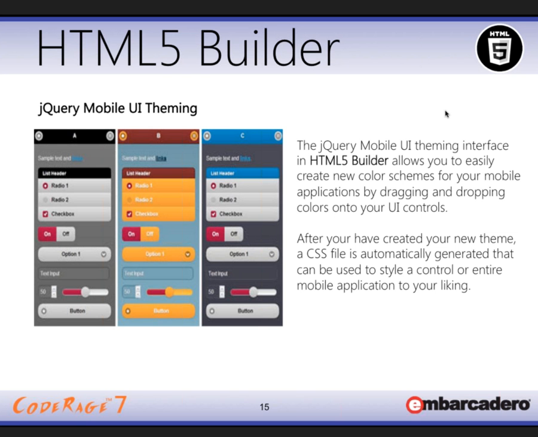And so it generates all the CSS for you automatically based on what you visually designed using the drag and drop color schemes. And then you can apply that CSS file to your mobile theme that's associated with your controls, to have whatever you've designed visually using the jQuery Mobile UI theme roller be applied to your mobile application.